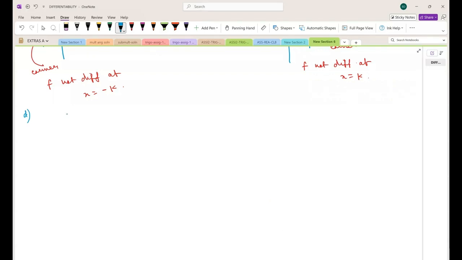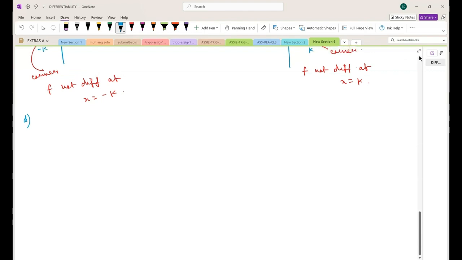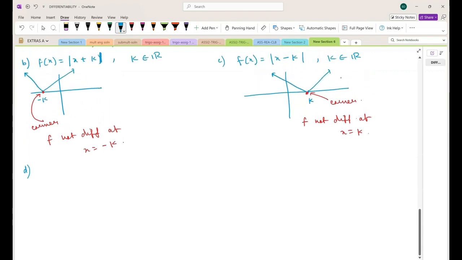In the above examples, I tried to give you an intuitive idea through the graphs of the functions, the counterexamples, that is, examples of functions which are continuous but not differentiable at certain points. So one intuitive idea is that if you find a corner, like I've written here, then a function will not be differentiable there.